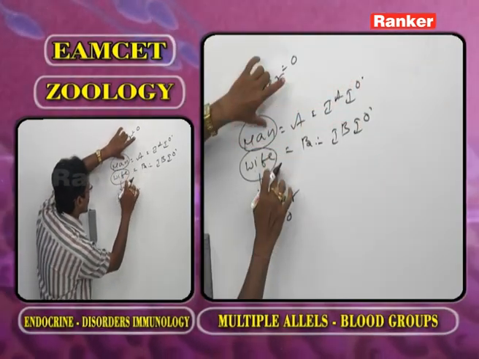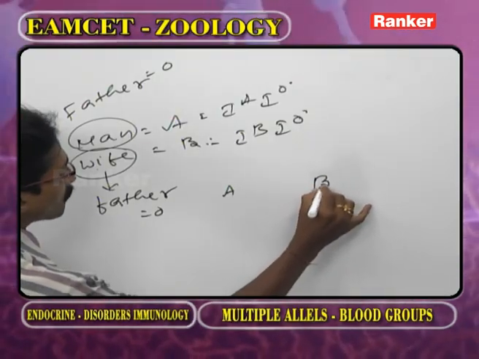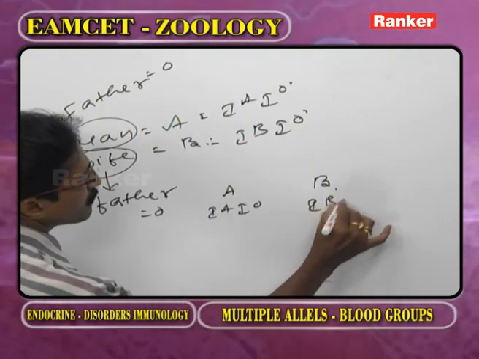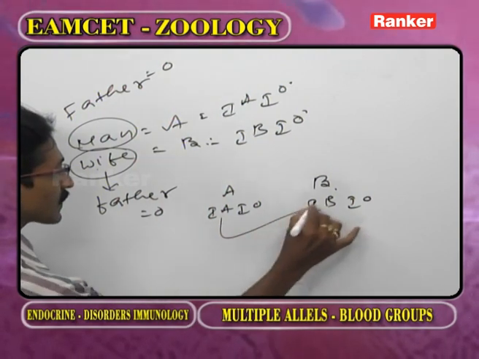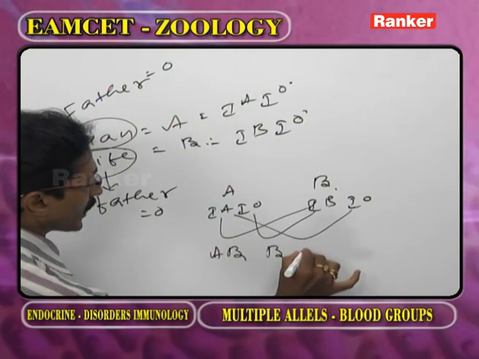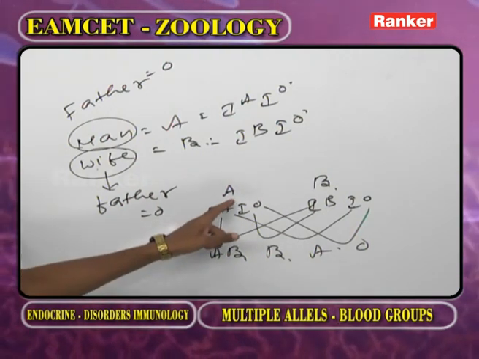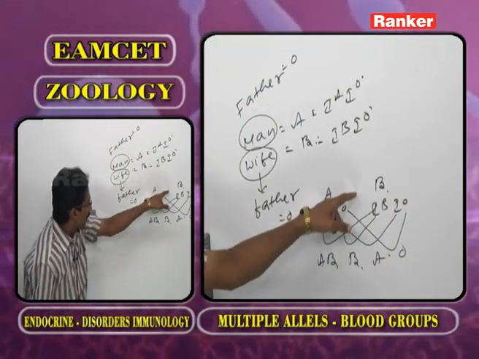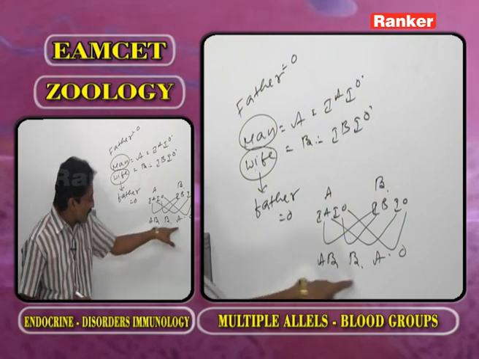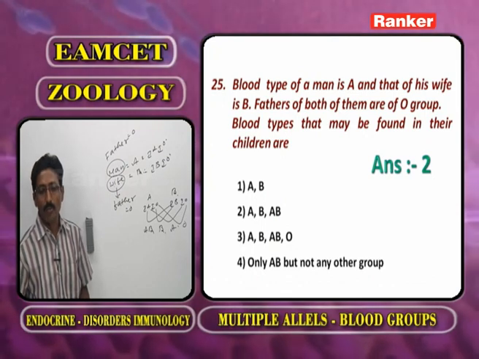Now, these two persons are married. Here the man's blood group is A, the wife's blood group is B. What is the genotype? IA IO and IB IO. Now, we go for the cross. We are getting AB, B, A and O. If a heterozygous man marries a heterozygous woman, in their children, what is the possibility of the blood groups? AB, B, A, O. Now, based on that, you have to observe.